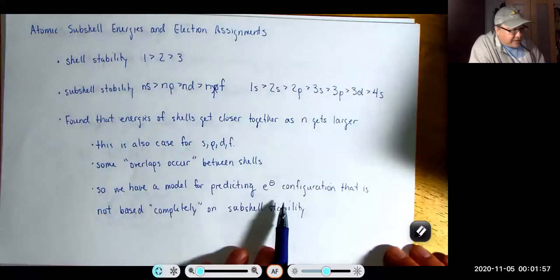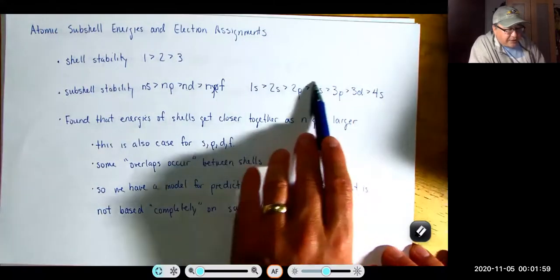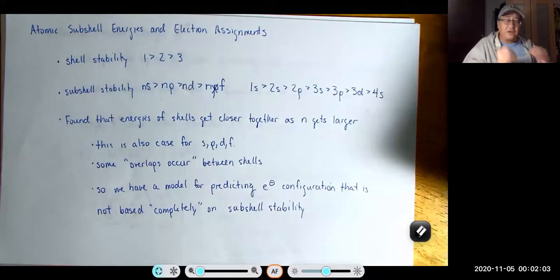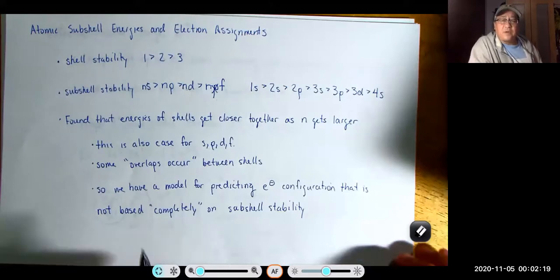Now, when you get to these larger shells, there's a little bit of overlap between those energies. They get a lot closer together. You found that when you did the lab with the hydrogen atom, where the energies get really close together for large shells. So sometimes it may be okay for an electron to be not where we quite expect it.